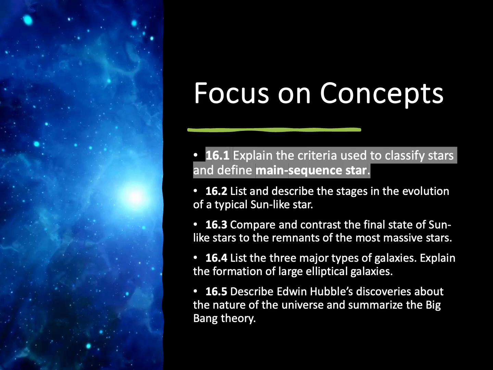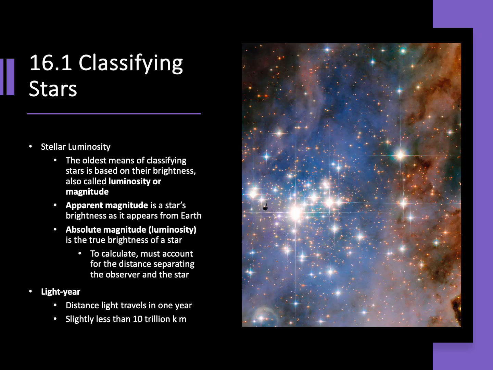In our last chapter, we focused on our solar system, the planets that revolve around our sun. But in the final chapter of our semester, we're going to look at all of the other stars that are making up the rest of our universe, not just our sole solar system. But in order to look at the other stars that are out there, we have to be able to classify them into different groups. And one of the things that we use to classify our stars is its stellar luminosity.